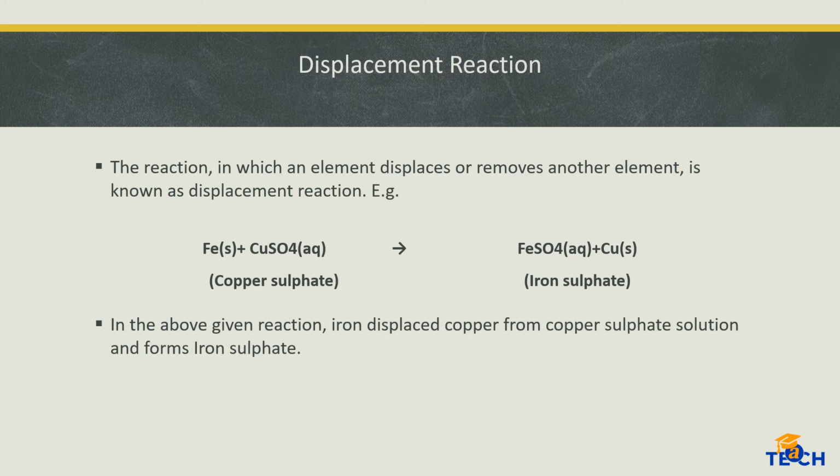The reaction in which an element displaces or removes another element is known as a displacement reaction. In the above given reaction, iron displaced copper from copper sulfate solution and forms iron sulfate.